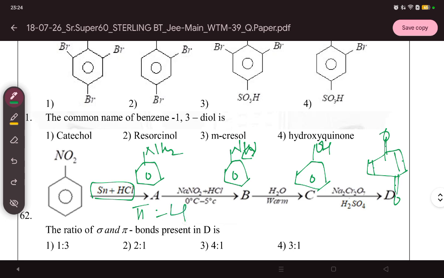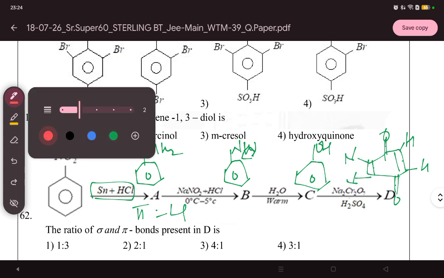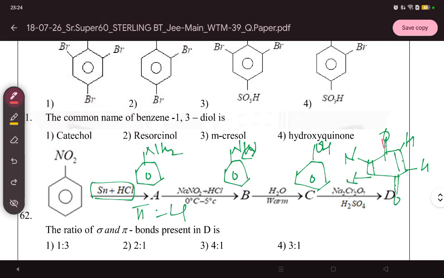And sigma bonds, here oxygen atoms are present. Counting the total sigma bonds in this compound: it is the first sigma, second sigma, third sigma, hydrogen, fourth, fifth, sixth, seventh, eighth, ninth, 10th, 11th, and this is the 12th. Total sigmas are 12, and the ratio of sigma to pi bonds is 3:1.